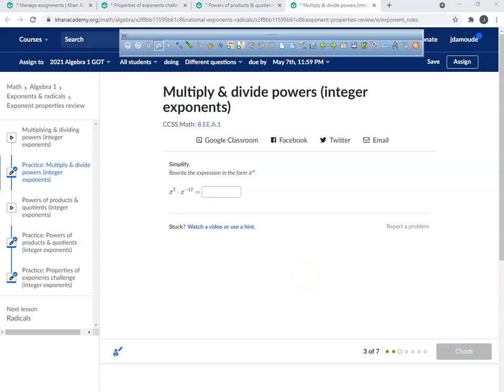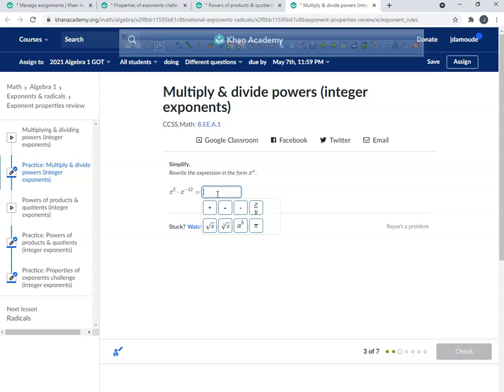All right, so right here, I'm going to type in, I think it says z. Does that say z or x up there? Does that say x or z? It's x? It is z? Okay, z. It is x? X to the power of negative 10. There we go. All right, let's take a look at the next one.